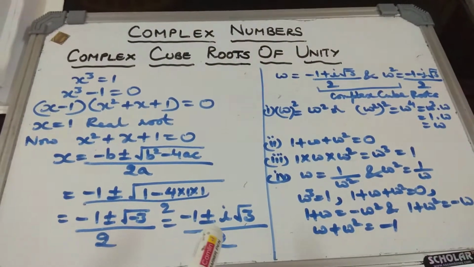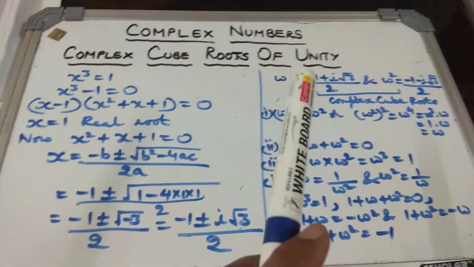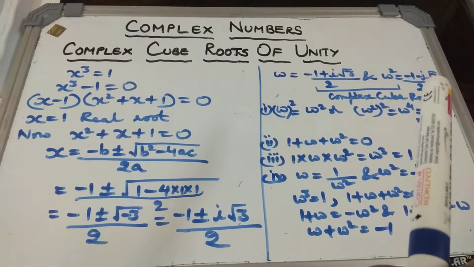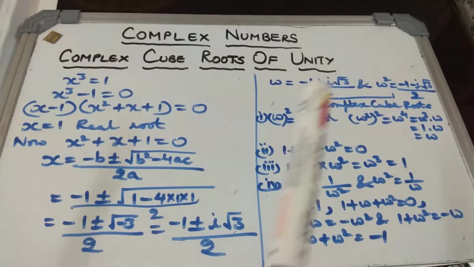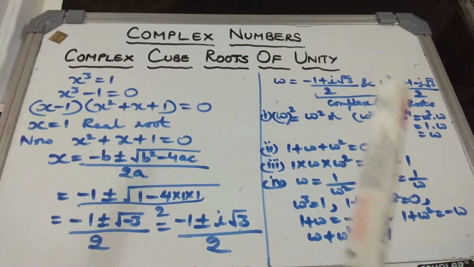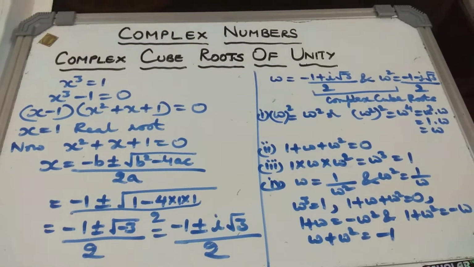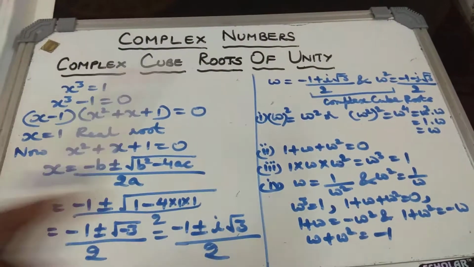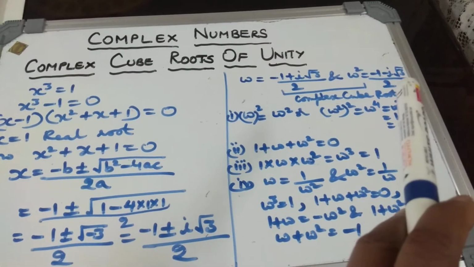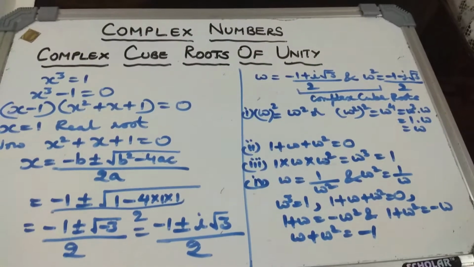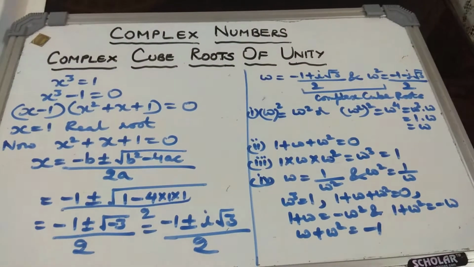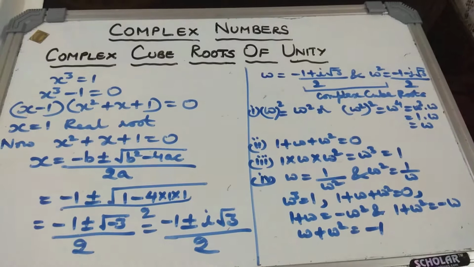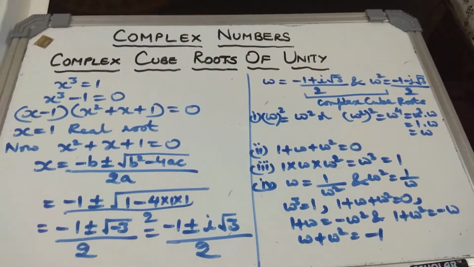Now these two roots are named as, with the plus sign we call it omega, and with the minus sign we call it omega square. Hence these two, omega and omega square, are said to be complex cube roots of unity. That is minus 1 plus i root 3 by 2 and minus 1 minus i root 3 by 2. You have to remember them because you need to use these while doing different types of sums on simplification. So you have to remember the values of these.